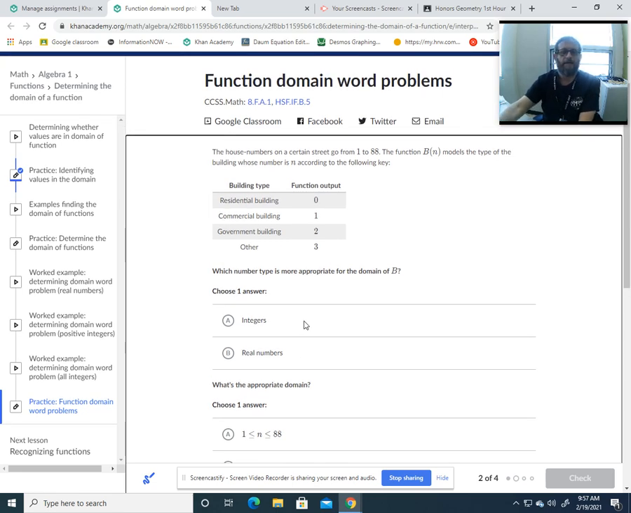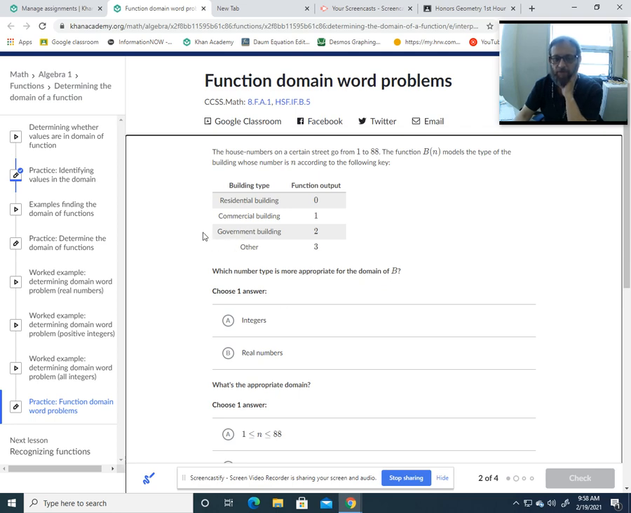All right. The house numbers on a certain street go from 1 to 88. The function B models the type of building whose number is n according to the following key. Residential building, function output is 0. Commercial building, function output is 1. Governmental building, function output is 2. Other, function output is 3. Which of the number types is more appropriate for the domain of B?